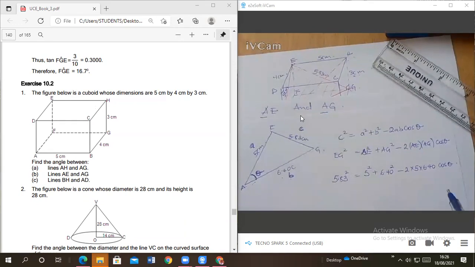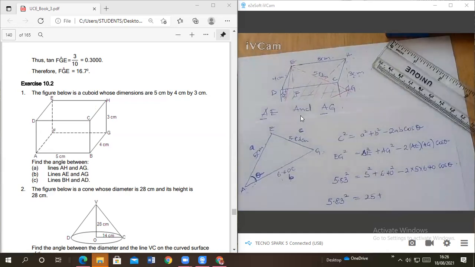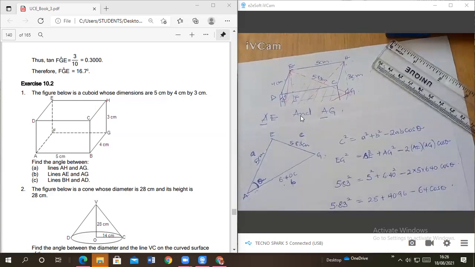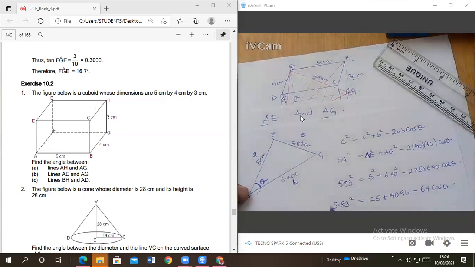So we are going to multiply here. 5.83 squared is equal to, square this, you have 25 plus 6.4 squared, what do you get? You get 40.96, minus 2 times 5 times 6.4, you get 64 cos theta. And if you square 5.83, you get 33.9889, isn't it? Yes.